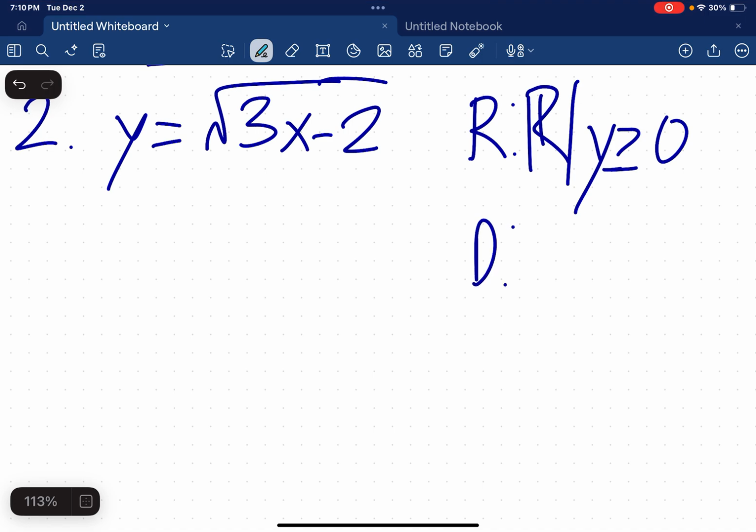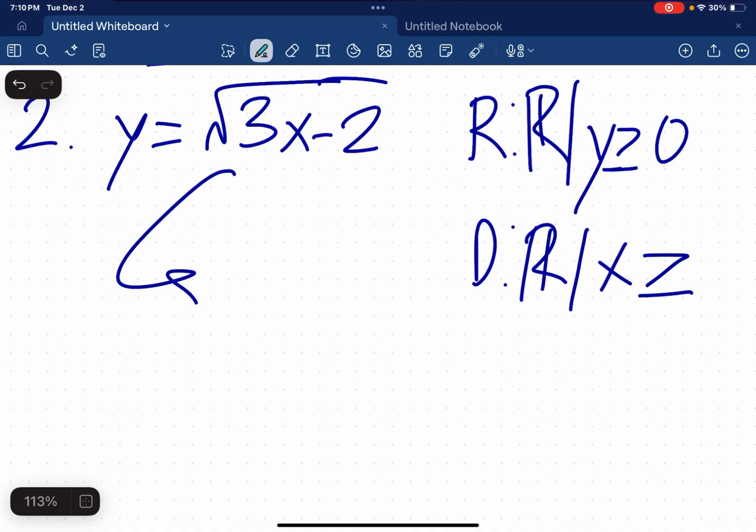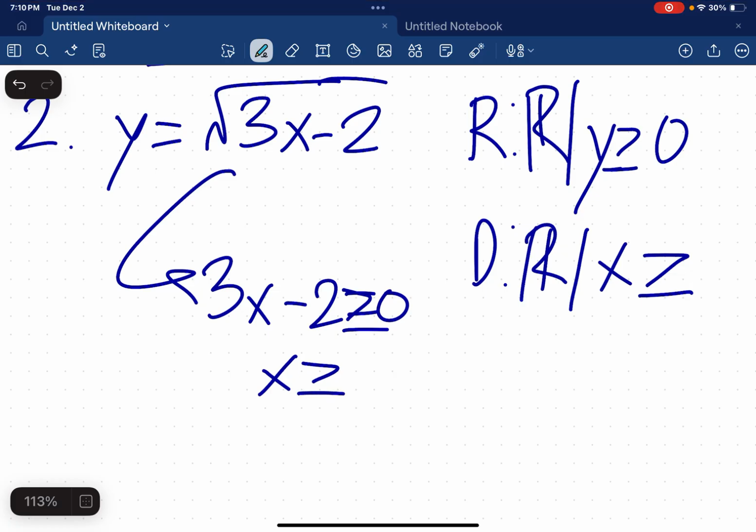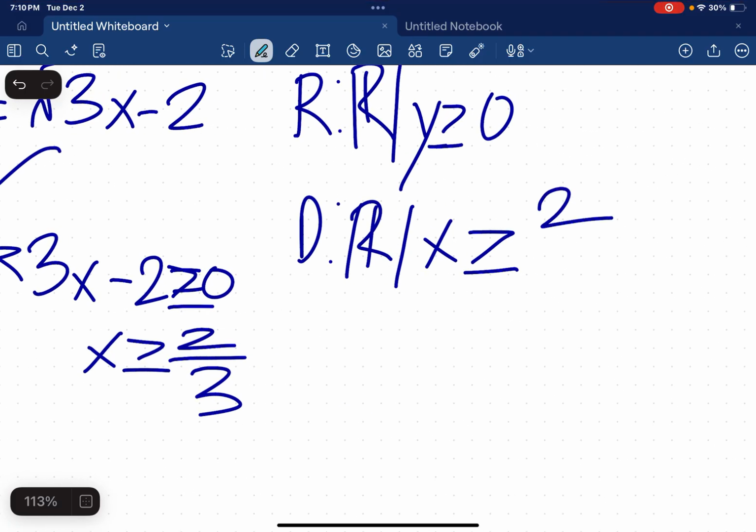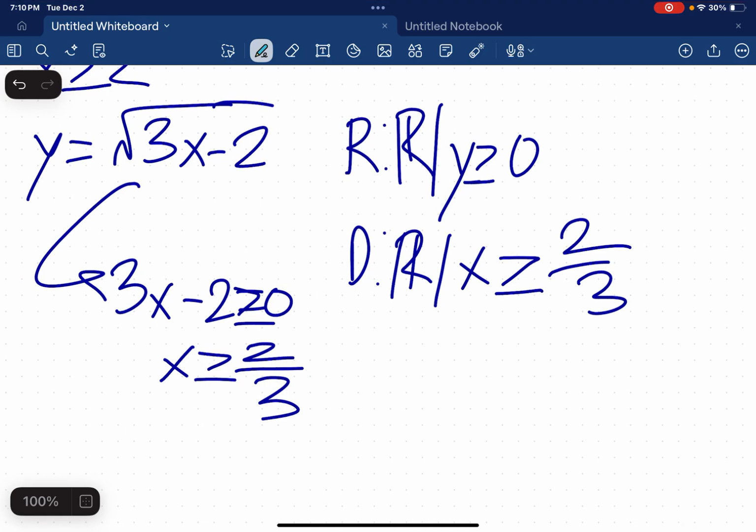Our domain, on the other hand, is going to be equal to all real numbers such that x is greater than or equal to, and then let's solve for that. We can set up the equation 3x minus 2 is greater than or equal to 0. So then we get x is going to have to be greater than or equal to 2/3 for this function to be real.